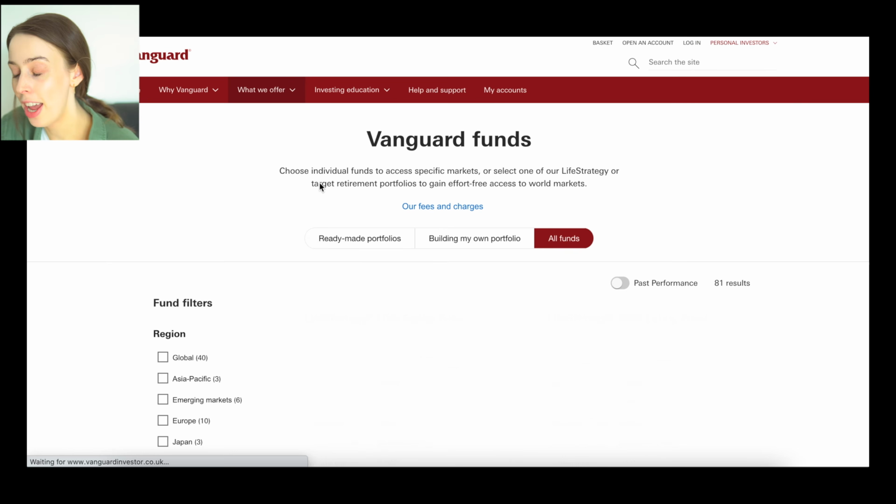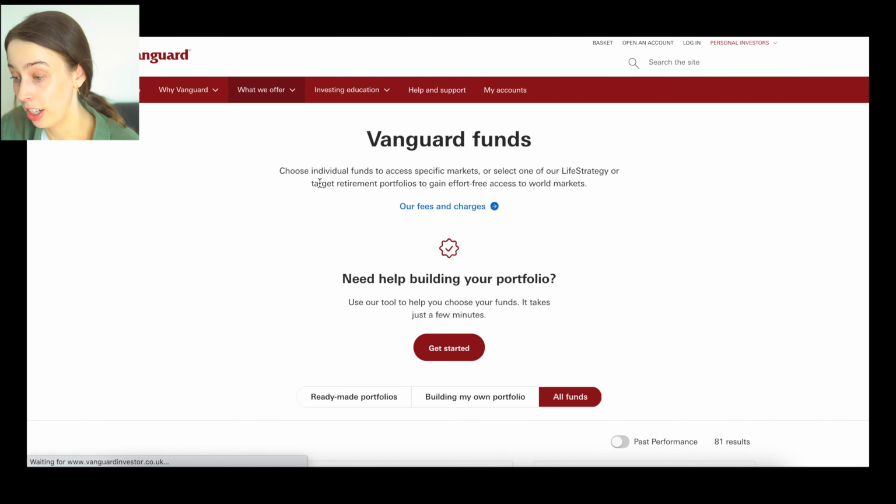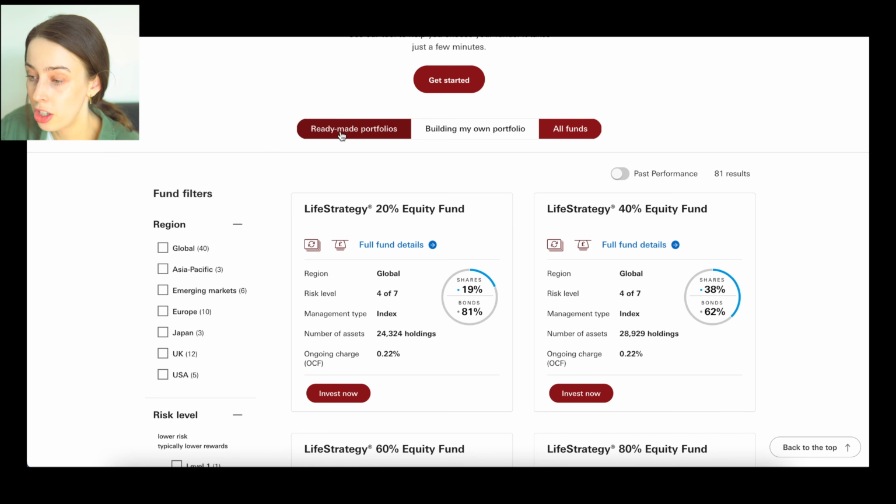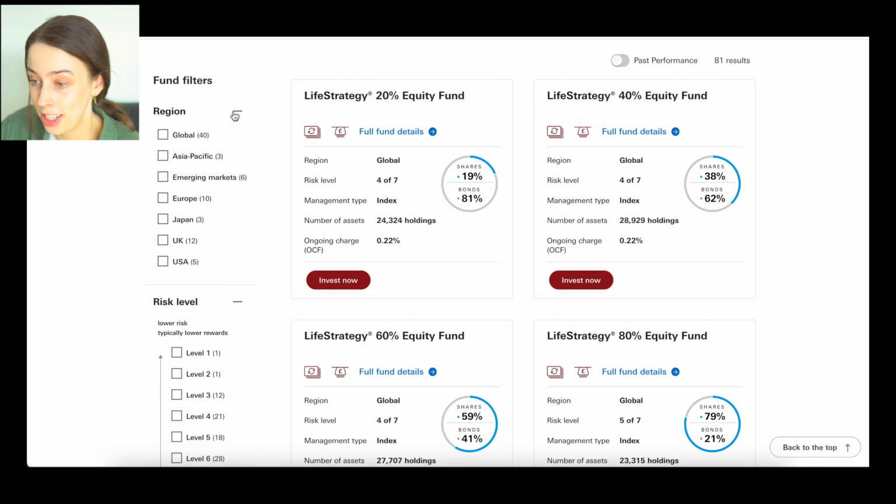And this will open every single option that you have on Vanguard. So all of Vanguard's funds. Vanguard don't offer individual stocks. They only offer funds and they only offer their funds. So of course you can use ready-made portfolios if you want to. You can build your own portfolio, but I'm just going to leave it on this all funds section. And you can filter depending on the region. If you know you want a global fund, maybe you only want one investment and you want it to be as global as you can, you could select this and look through the options.